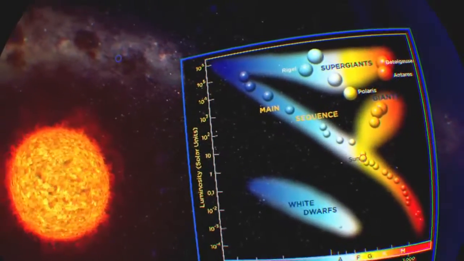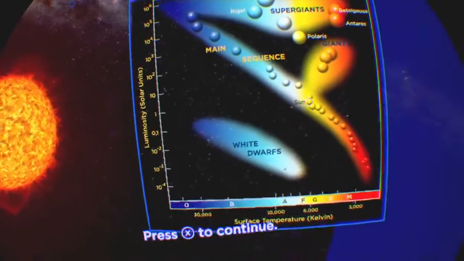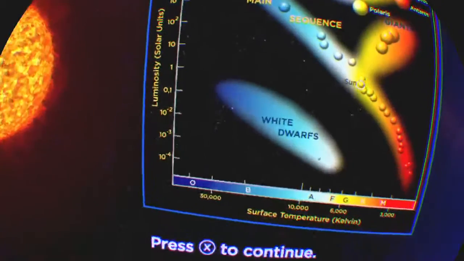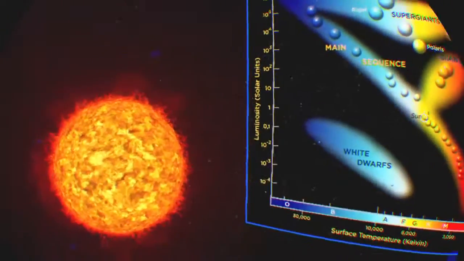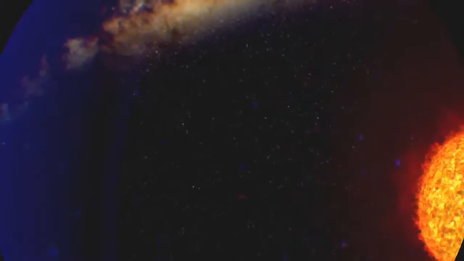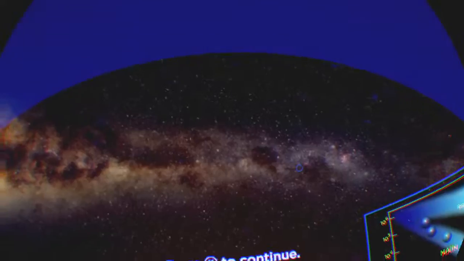The hottest stars are to the left of the graph, while the brightest stars are at the top of the graph. All stars begin their life in the main sequence band. As they evolve, they will move across different regions of the diagram.